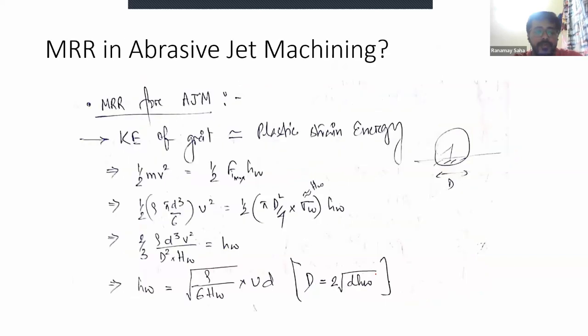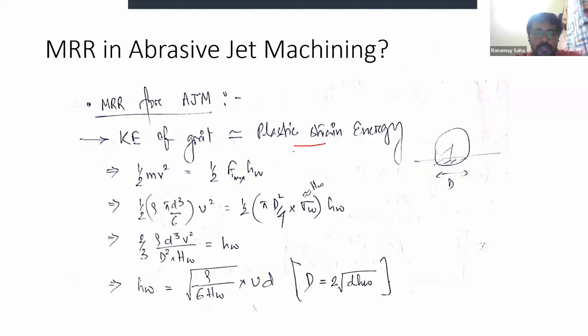Now we move to one of the left topics, which is abrasive jet machining. It's similar to your ultrasonic machining process. You just have to equate the kinetic energy of fluid or abrasives to the strain energy. So when you have done that, you just place the kinetic energy as half of mv square.